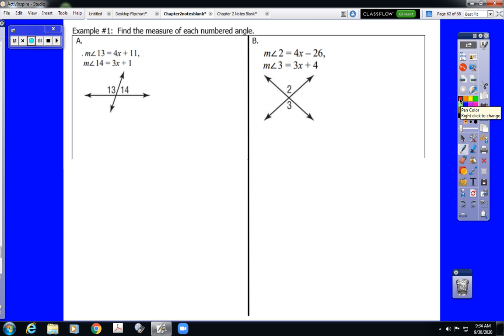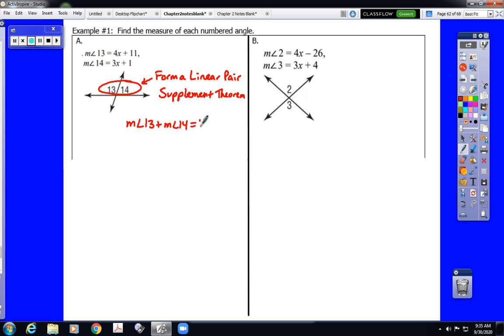Okay. So in this first problem we need to look at the picture, we need to make a decision. We need to recognize that these two angles, angle 13 and 14, form a linear pair. And when we notice that, we should then go to our list of theorems and postulates and find the theorem that deals with linear pairs, that is the supplement theorem. The supplement theorem says that the measure of angle 13 plus the measure of angle 14 must be 180 degrees because linear pairs are supplementary.